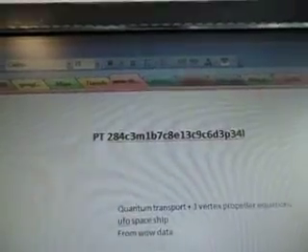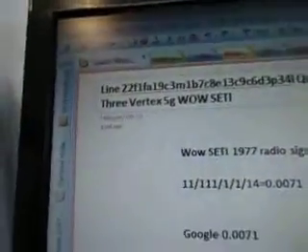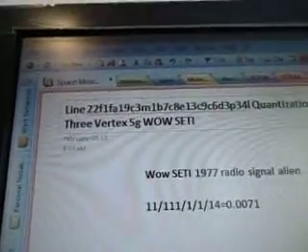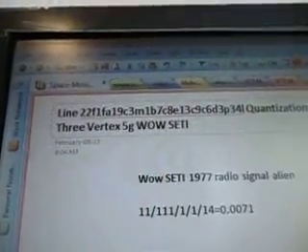Part 284C3m1b7c8e13c9c6d3p34l. This is line 22f1fa19c3m1b7c8e13c9c6d3p34l.